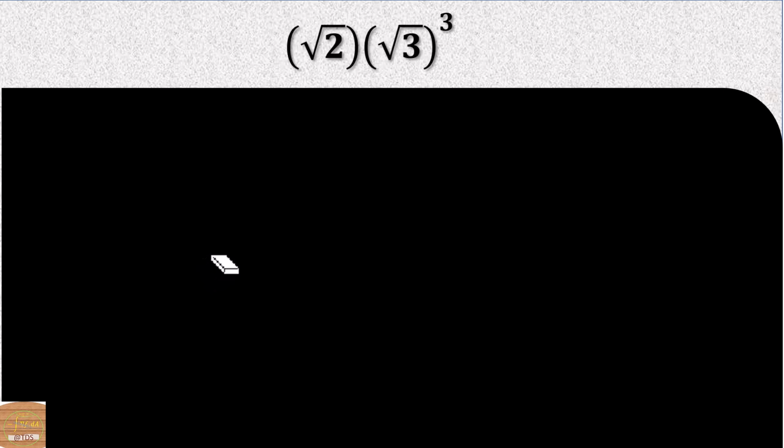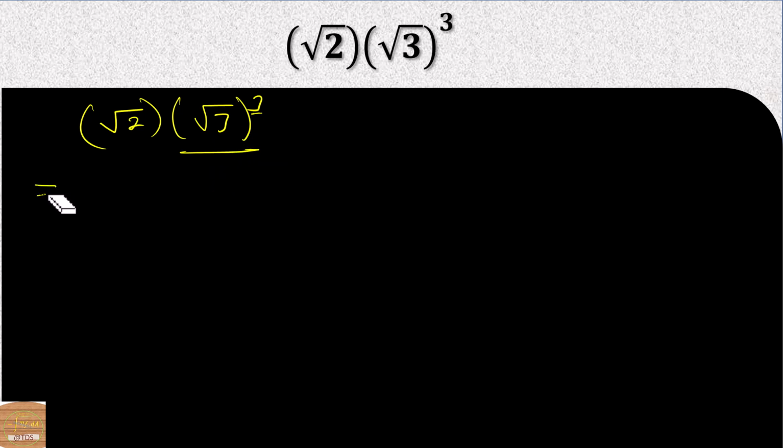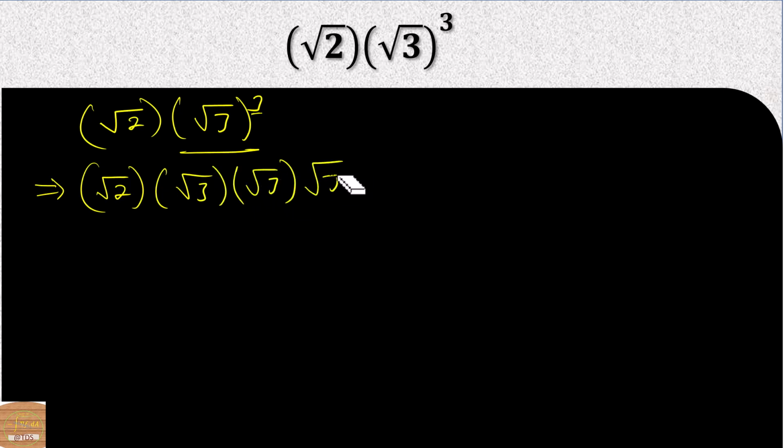So we have root 2 times root 3 to the power 3. Okay, so let's look at this one. Now we have 3 here, that's the power. So root 3 raised to 3 means root 3 is multiplying itself 3 times. So we can say 2 times root 3 times root 3 times root 3.